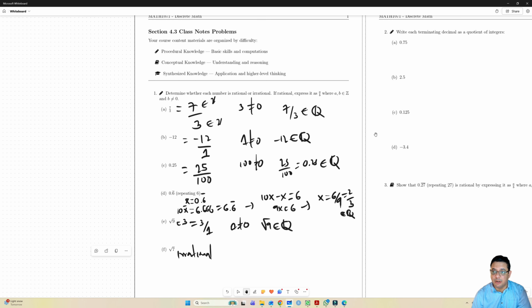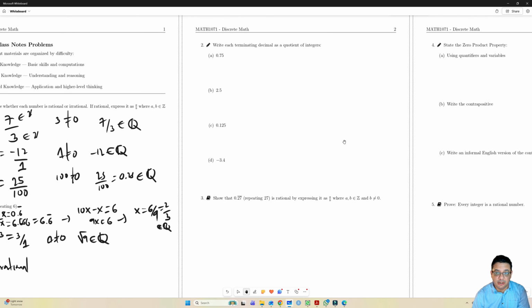Now, let's go and write certain decimals as a quotient of integers. So notice all of these numbers are decimals that are finite, so they're going to be rational numbers. I can write 0.75 as 75 over 100. And this is one way of writing it as a quotient of integers. Of course, I can simplify this, and this will be 3 over 4. And so this is a simplified version. Now 2.5, I can also write it as 25 over 10, which simplifies to 5 over 2.